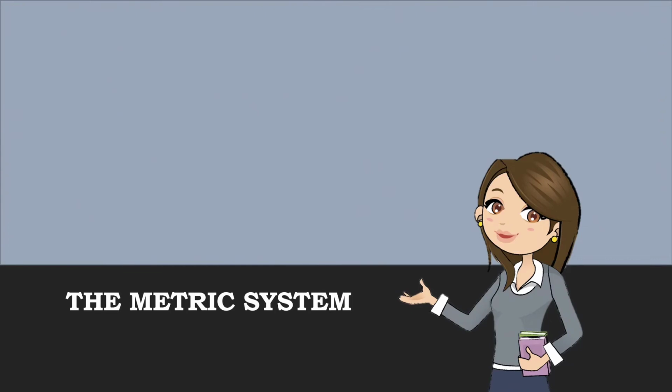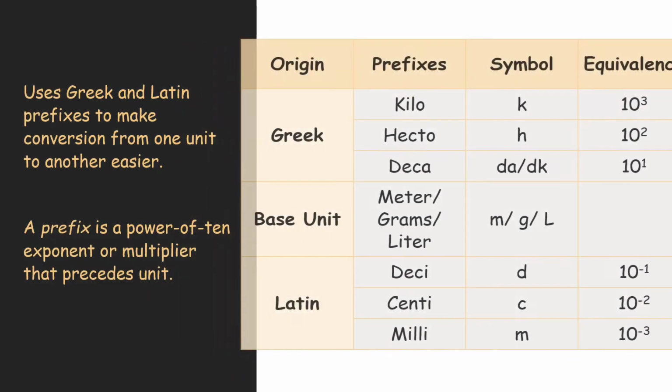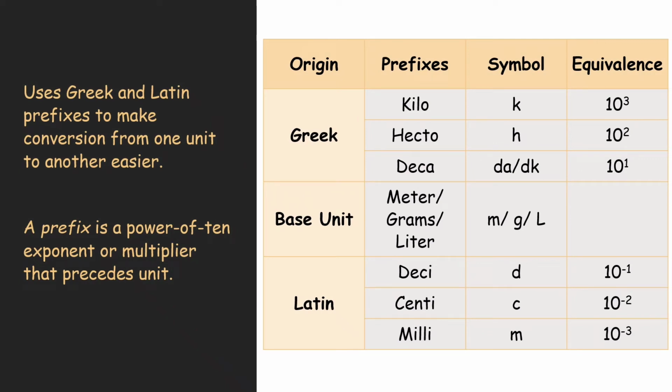So this is the metric system. It uses Greek and Latin prefixes to make conversion from one unit to another easier. A prefix is a power of 10 exponent or multiplier that precedes a unit. So I have here a table where you can see the origin, the prefixes, symbol, and equivalence. Sa origin, makikita nyo na meron tayong galing sa Greek and Latin.